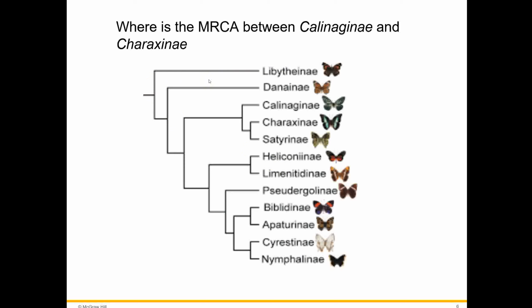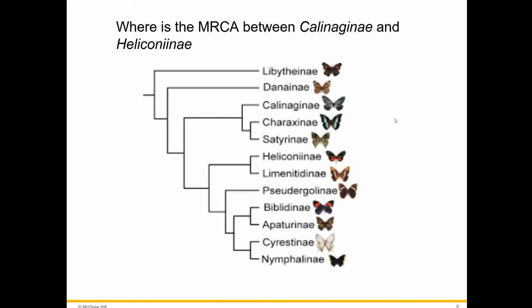Let's answer this question really quick. Where is the most recent common ancestor between the Callinicrae and the Charaxinae? Here is Callinicrae and Charaxinae. You figure that out by going back to the first place where these two can converge on your phylogenetic tree. If you'd like, you can put your finger on each one and trace it back to where they run into each other. The most recent common ancestor of these two is this point right here, right where it branches.